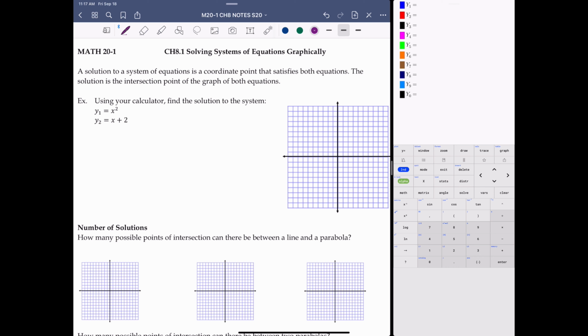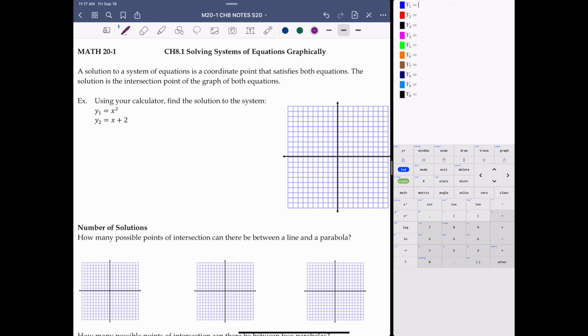The solution to a system of equations is a coordinate point, so an x and y value, that satisfies both of the equations in the system. It's also the intersection point of the graph of both equations. So any point on the graph where the two graphs cross, intersect, touch, etc.